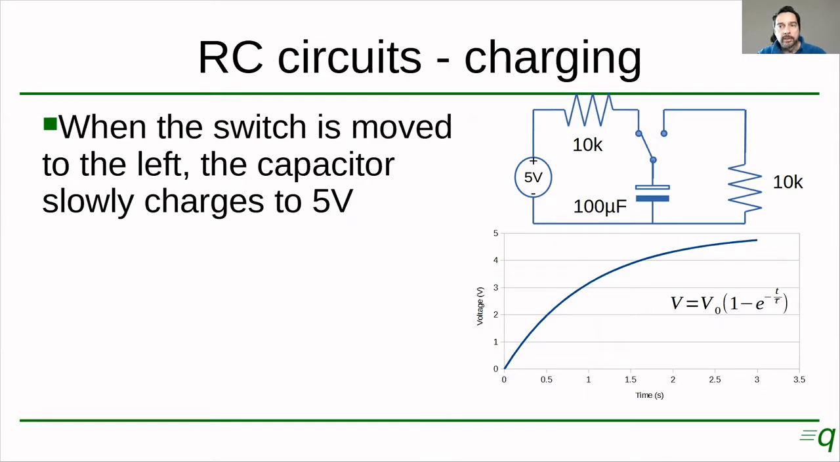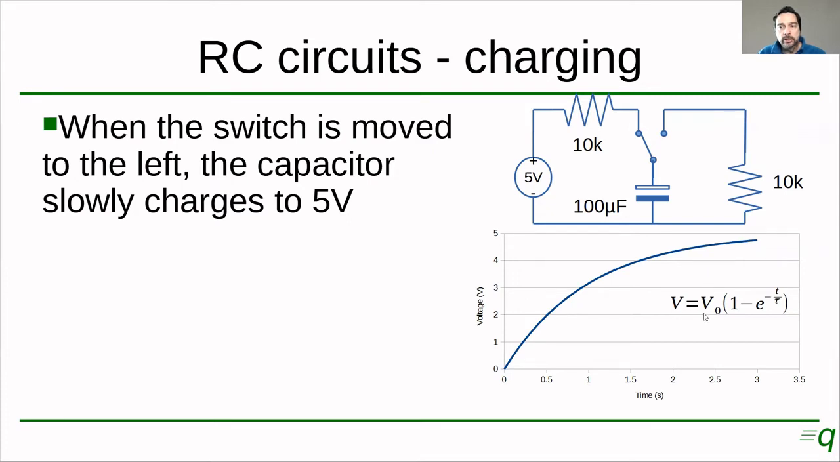Now, the same way a capacitor can discharge over a resistor, it can also charge through a resistor. Like in the example I showed you before, when the switch was on the left position, the capacitor was connected straight to the power supply. Now we are connecting it through a 10 kilo ohm resistor. This 10 kilo ohm resistor is going to limit the current that goes into the capacitor. So the capacitor is not going to charge instantly, but it's going to charge following a curve like this one.